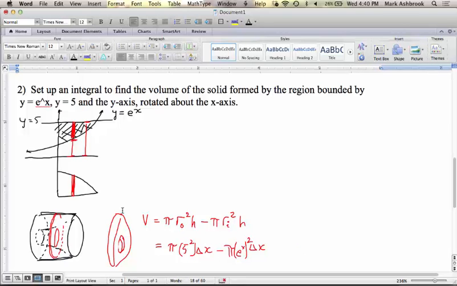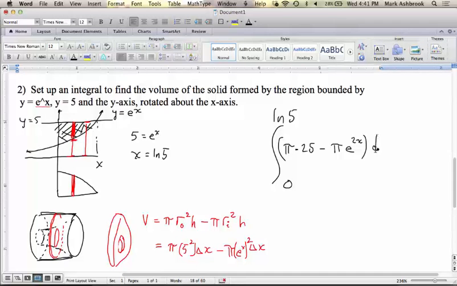And we're going to add all those up from 0 to what? So we need the x value that gives a y value of 5. That's natural log of 5. So we're going to go from 0 to natural log of 5. And we're going to add all these up. So it'll be pi times 25 minus pi times e to the 2x dx.